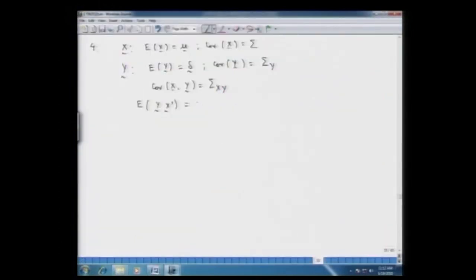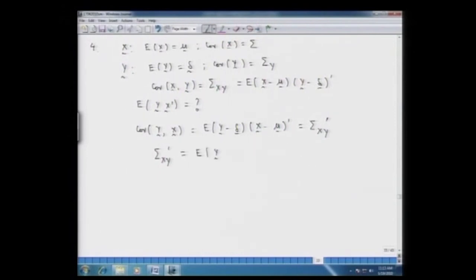So this is equal to what? That's the question. Now, if we have this particular term, this is equal to expectation of x minus mu into y minus delta transpose. Now if we write covariance between y and x vector, from the definition of covariance between two random vectors, that's given by y minus delta into x minus mu transpose. So this covariance between y and x is nothing but the transpose of this particular quantity, and thus this is equal to sigma xy transpose. So let us keep this sigma xy transpose as it is, that is given by y minus delta into x minus mu transpose.